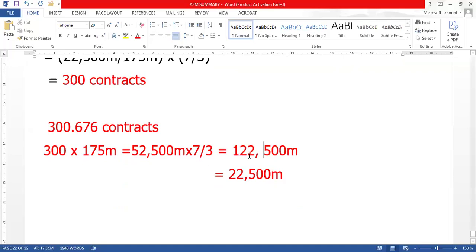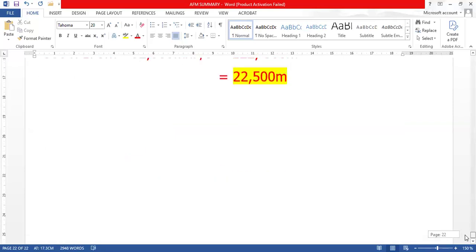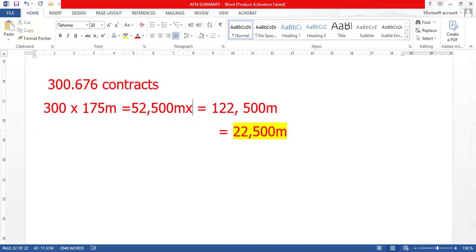What I wanted to show, you get this amount is above this. What was our initial amount? The initial amount is 22,500. We want to know, when you get 3 out of 7, what do you get? You get 0.428, 0.43 times this figure.